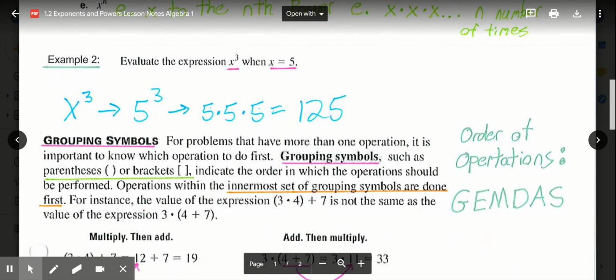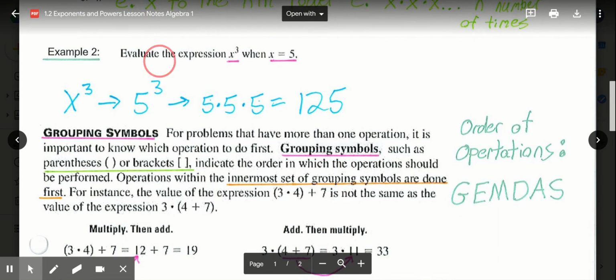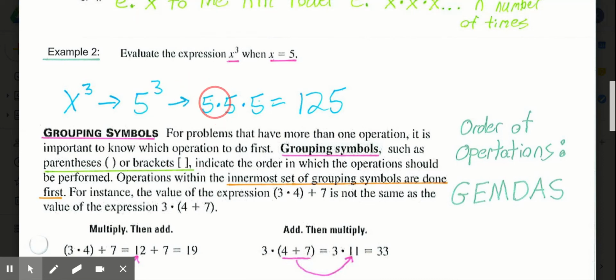So example 2, they ask us to evaluate the expression x cubed, or x to the third power, when x equals 5. So evaluate means to solve or simplify. So x to the third power will replace x with 5. So what that means is 5 times 5 times 5. 5 times 5 is 25, multiplied by 5 again, gives us our final answer of 125.